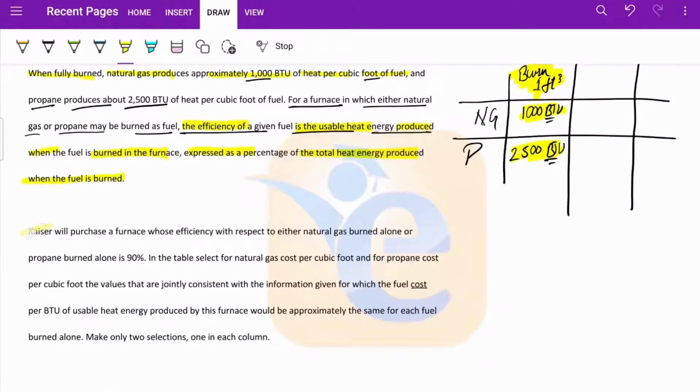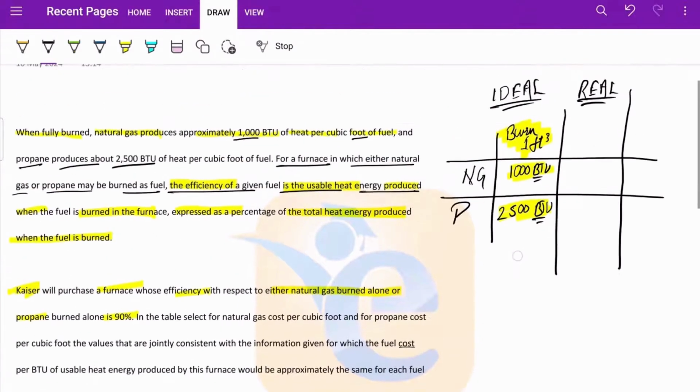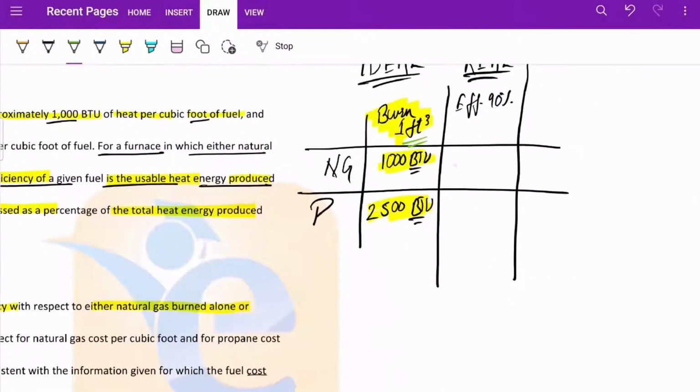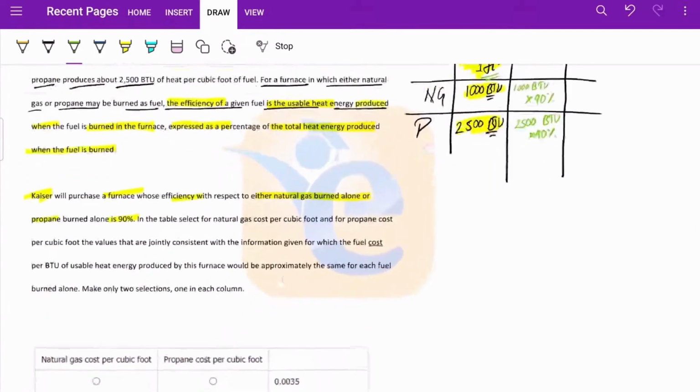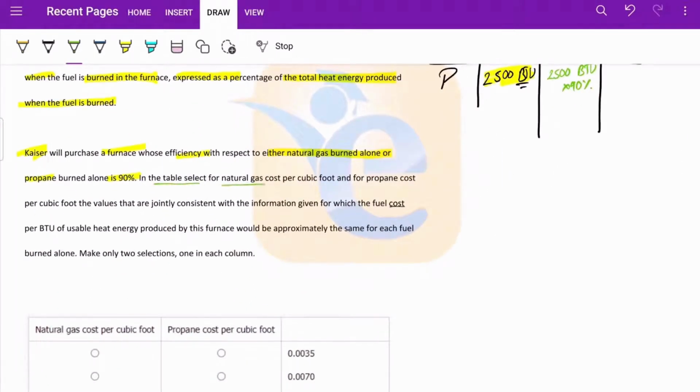Now Kaiser will purchase a furnace whose efficiency with respect to either natural gas or propane would be 90%. So the efficiency here is 90%. So say if we burn a cubic foot of fuel, the energy produced would be 1000 BTU into 90%, or here it would be 2500 BTU into 90%. Okay, noted. In the table, select for natural gas cost per cubic foot and for propane cost per cubic foot the values that are jointly consistent with the information.